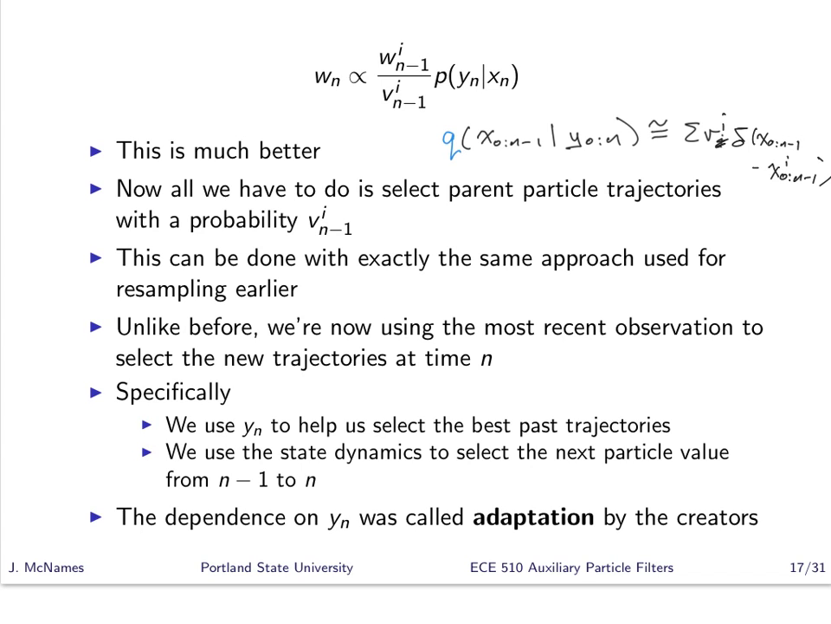It's a weighted sum of impulses in high dimension. We know how to draw samples from that with resampling. So suddenly this is in a form that we can actually use for our purpose. And that's really elegant and cool. We can suddenly draw samples from that. So that's really neat. We're using the measurement now to help us draw samples from the past trajectories. We're not resampling, we're doing something called pre-sampling. And this dependence on y of n is called adaptation by the folks that cooked this up.